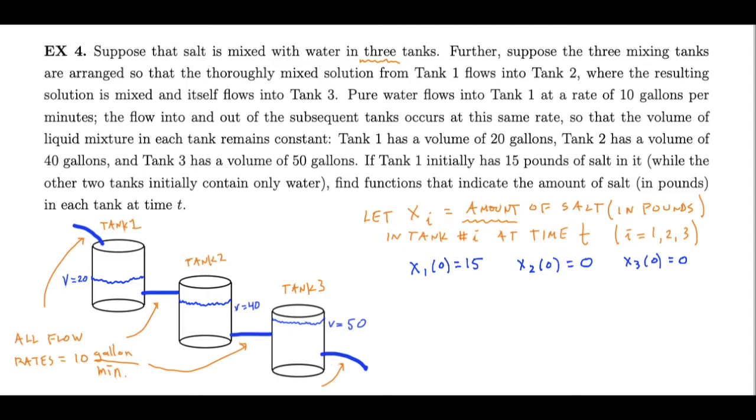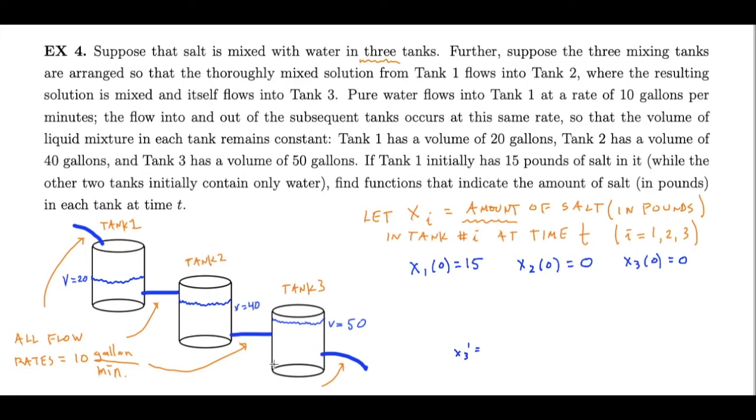Next, we need to set up equations which describe the rate at which the amount of salt is changing with respect to time in each of the tanks. These will, of course, be differential equations because we'll be describing the derivative of x1, x2, x3, because we know that derivative captures the rate of change that we're after. Let me actually start with tank 3. So let me start by setting up an equation for x3 prime.